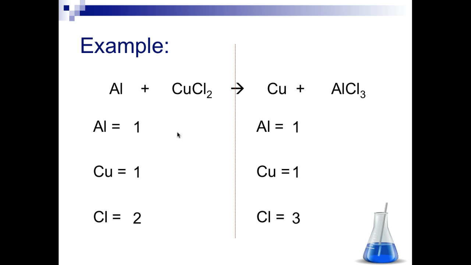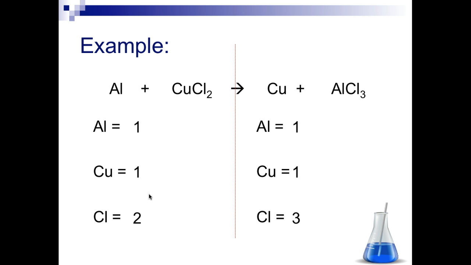So what we're going to do is we're looking. Our aluminums are balanced. We have the same number of aluminums on each side. Our coppers are balanced because we have the same number of coppers on each side. Chlorine is what is not balanced. On the left side we have 2, and on the right side we have 3. So we have to figure out how we are going to get these balanced. Now, just like in math class, when you add a coefficient in front of something, you have to multiply it all the way through. So we're going to start balancing for chlorine.